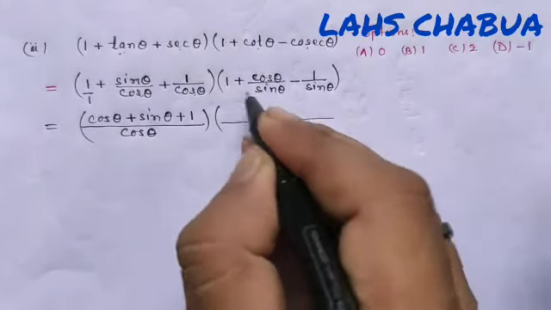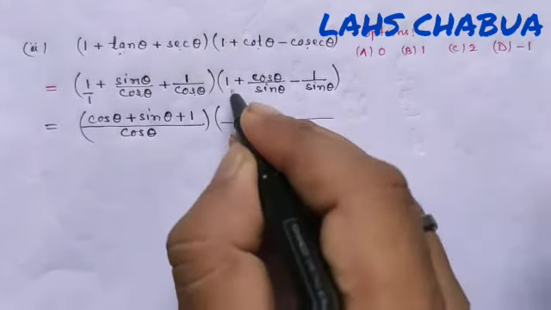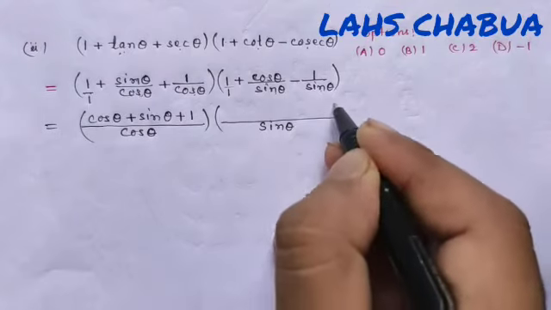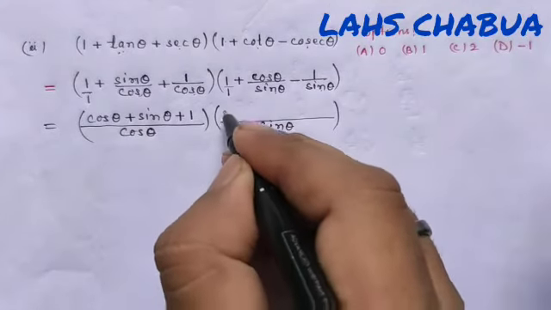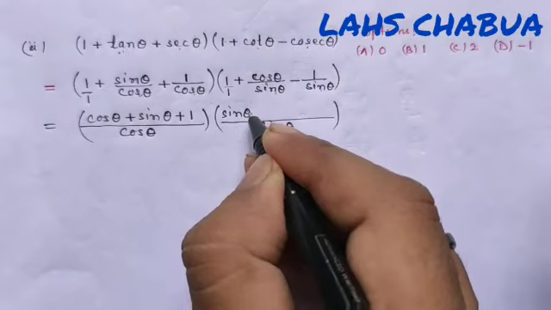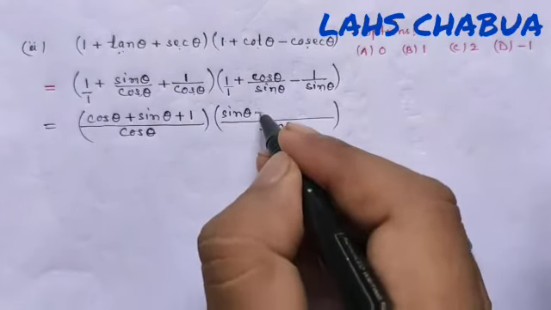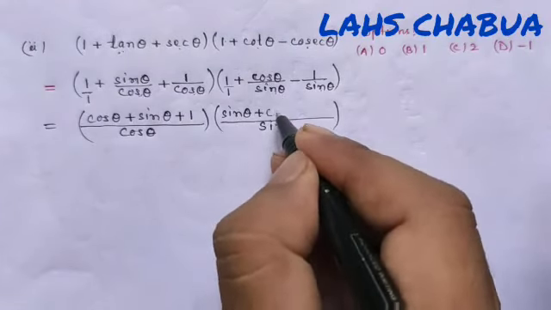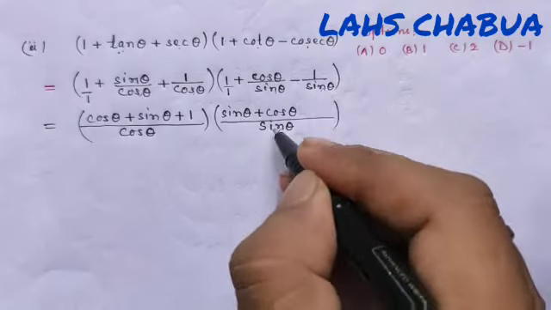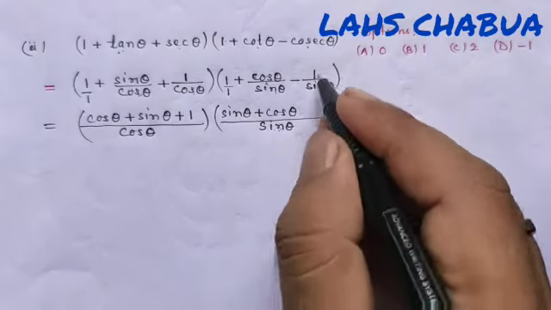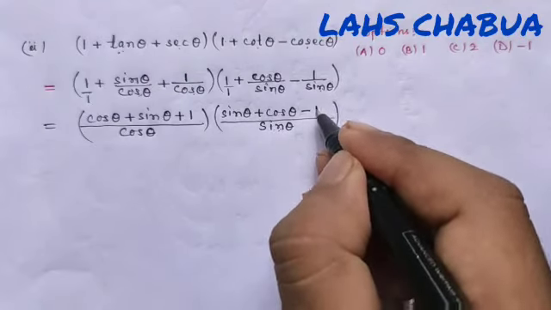Here also we are going to take the LCM, drawing 1 here. So 1 over sine theta, the LCM will be sine theta into 1, sine theta. When you divide the LCM by the denominator, sine theta will get cancelled. What is left? Cos theta. And here sine theta, on dividing the LCM by this denominator, sine theta will get cancelled, 1 is left.